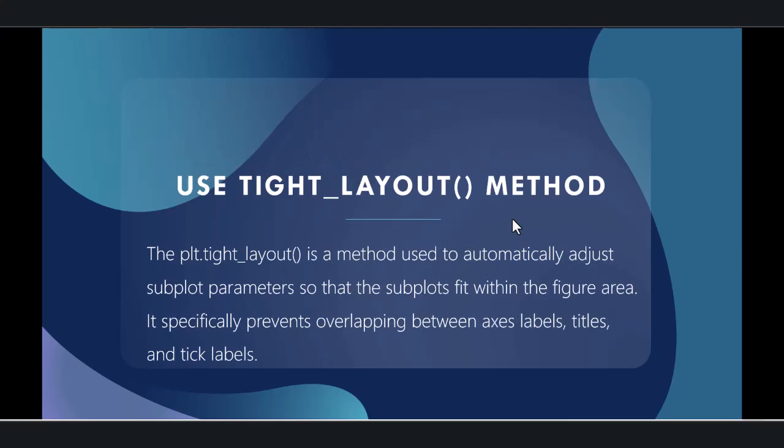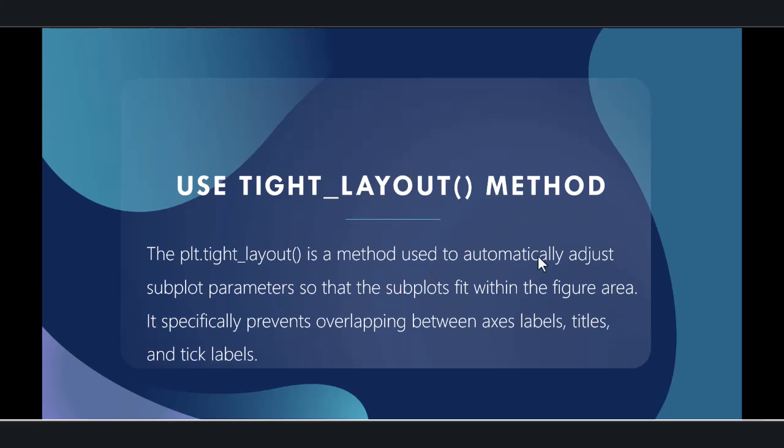We'll see the second method, that is using the tight_layout method. This method is used to automatically adjust subplot parameters so that the subplots fit within the figure area. It specifically prevents overlapping between axis labels, titles, and tick labels. In the previous method, we manually gave the values, but here it automatically adjusts the subplot parameters to fit within the figure area. However we have defined the figure area, it automatically adjusts the subplot parameters, and it prevents overlapping between axis labels, titles, and tick labels.